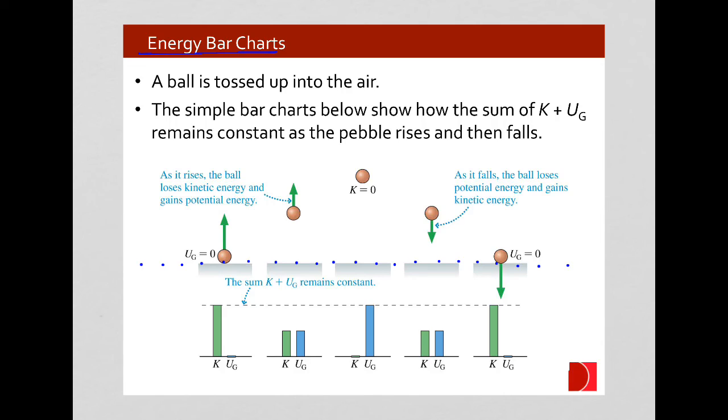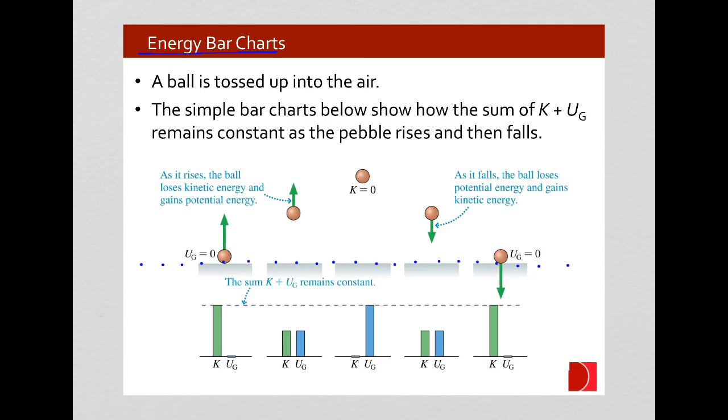So if we look at the initial position, the ball has 0 gravitational potential energy because it's still on the ground, and all of its energy is kinetic energy. We see that in the energy bar chart as well, that all of the energy is kinetic energy, none of the energy is gravitational energy. As the ball goes upward, its gravitational potential energy goes up because it's higher off the ground, so it has a larger gravitational potential energy.